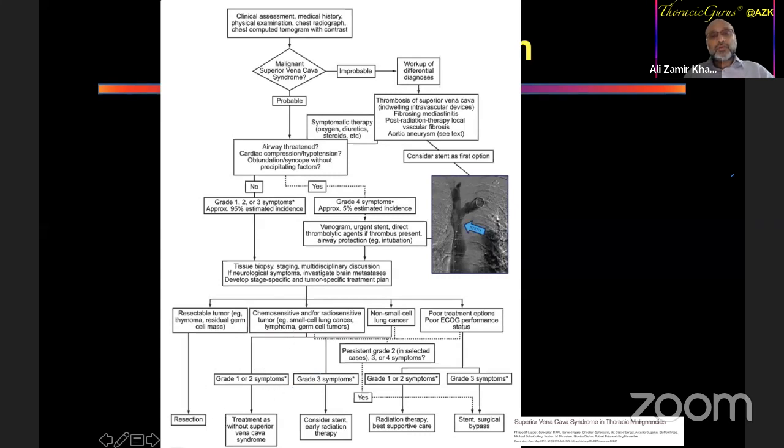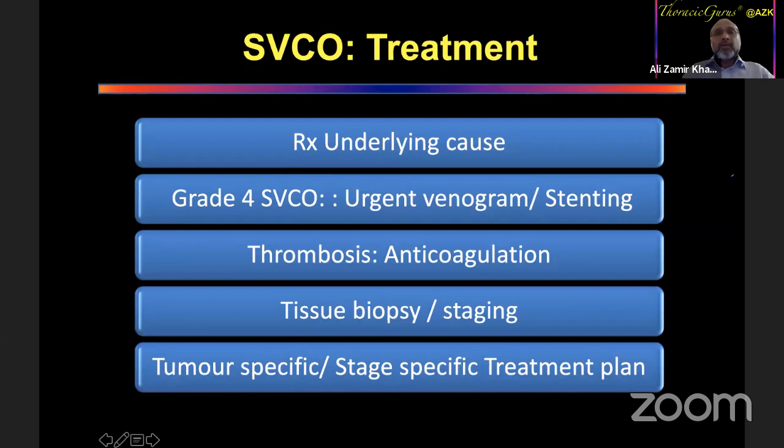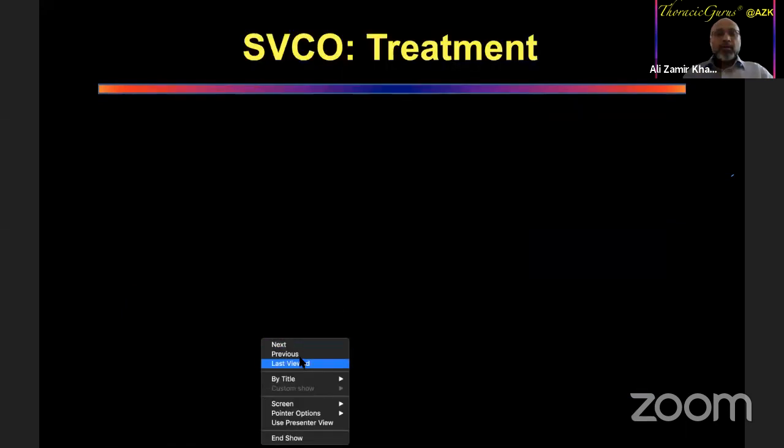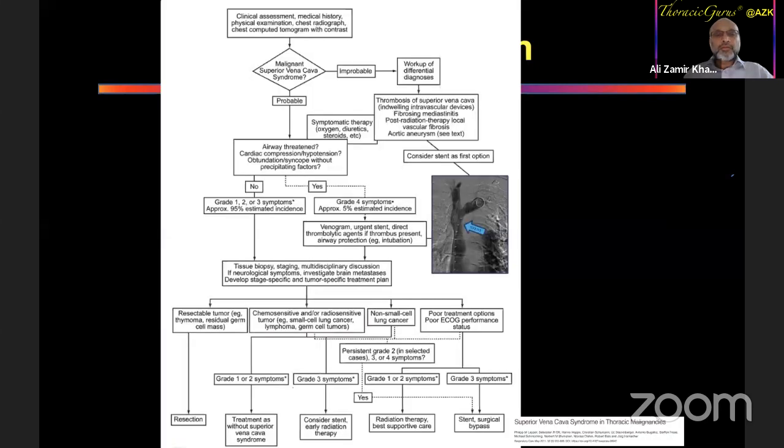And then you'll continue the treatment without SVC intervention. If the symptoms are a bit higher, then you might have to consider stent and early radiation therapy. So you might give some treatment, and then if the patient is still continuing to be symptomatic, you might have to give early radiotherapy or consider stent for these patients.